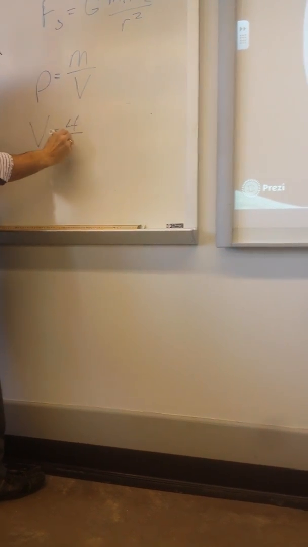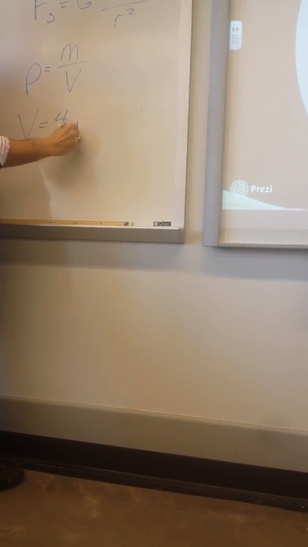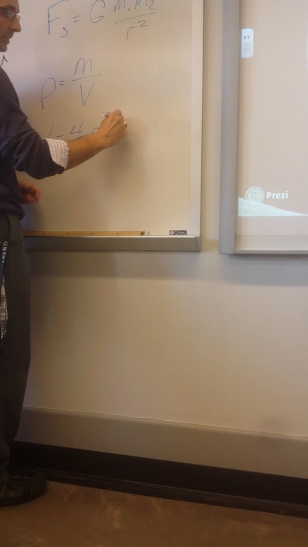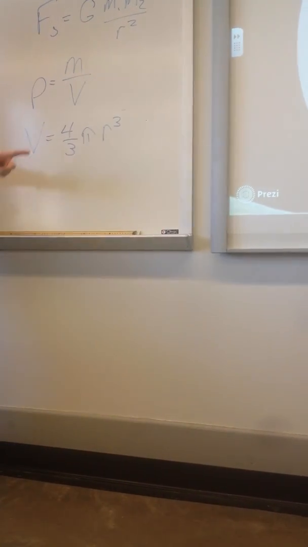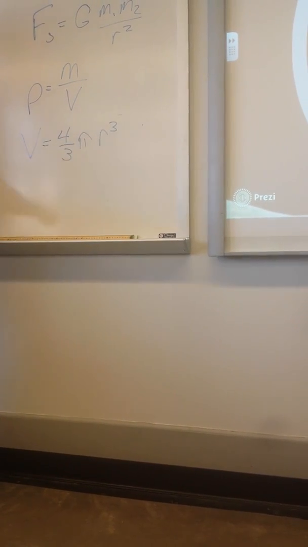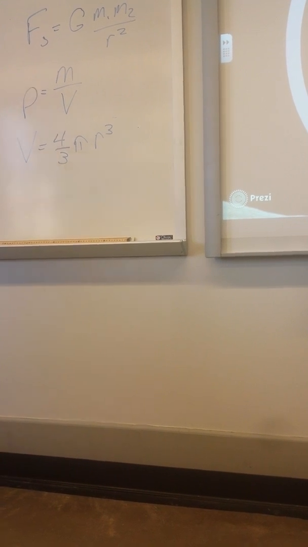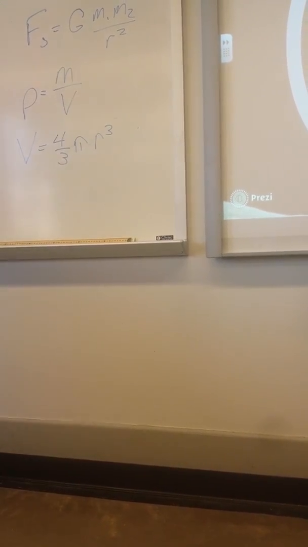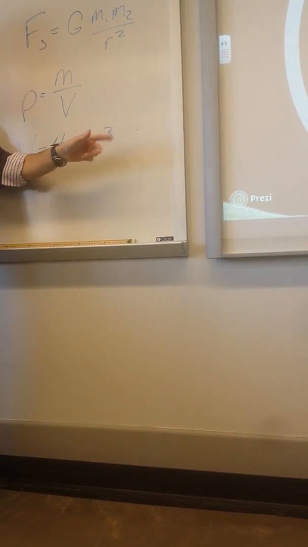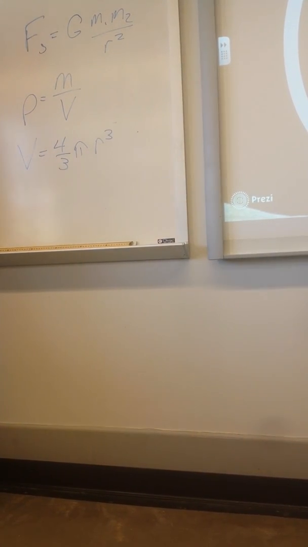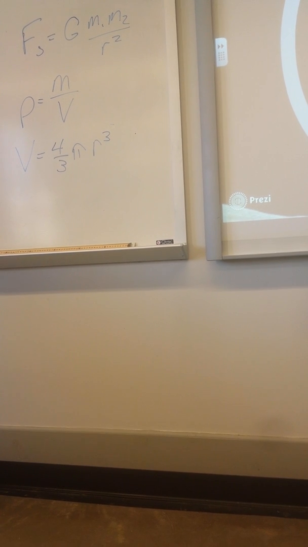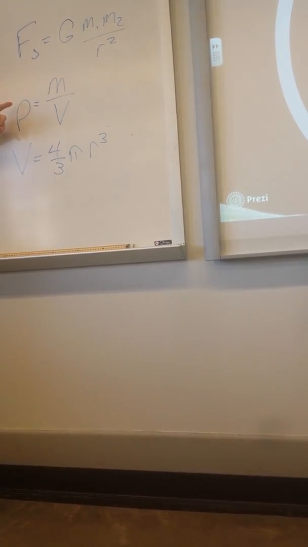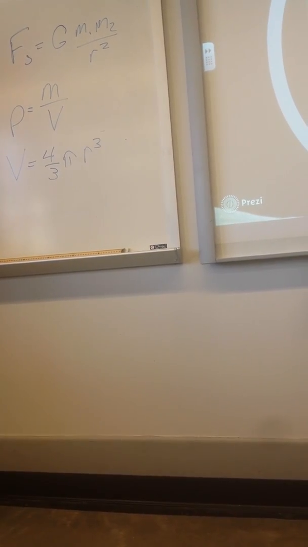The thing to recognize there is that the volume is directly proportional to the cube of the radius. So if you double your radius, you haven't doubled your volume. Your volume's gone up by 2 cubed. It's gone up by 8 times. For the same density, then, you would have 8 times more mass.